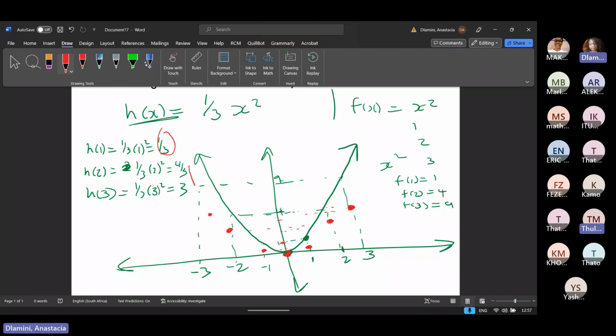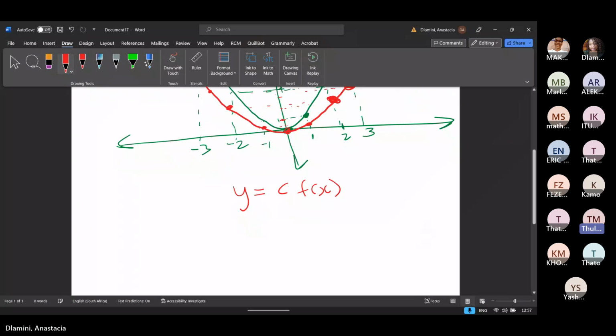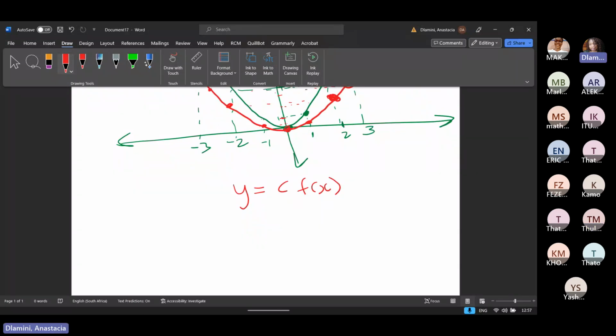Now when we draw the graph, do you see it is now wider than the original graph? Yes, ma'am. So that means that if you have y equals c f of x, and c is greater than 1, you are stretching it.